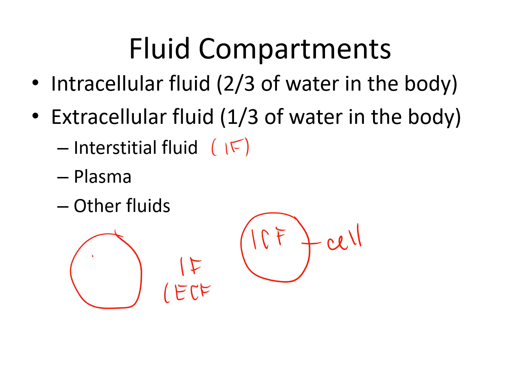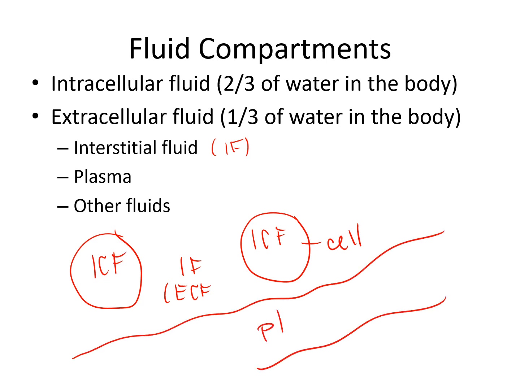Here's another cell with ICF. And then if we have a capillary running through here, there's blood plasma in that capillary. That is a type of ECF. Okay, so the number one place for fluids to be stored is inside those cells as intracellular fluid. We know that fluid moves between these compartments by osmosis, so fluid can move between the blood plasma and the interstitial space. Fluids can also move between the interstitial space and the cells. So osmosis drives the movement of fluids between these compartments.